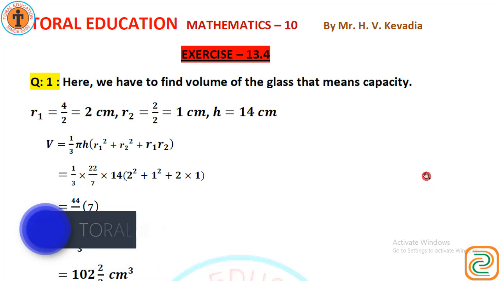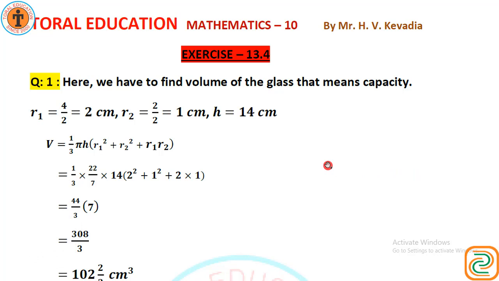Myself, Mr. H.V. Kevadia. Today I am going to take your exercise 13.4, which is the last exercise of this chapter, and there are 5 total sums. And the first sum that I am going to read.